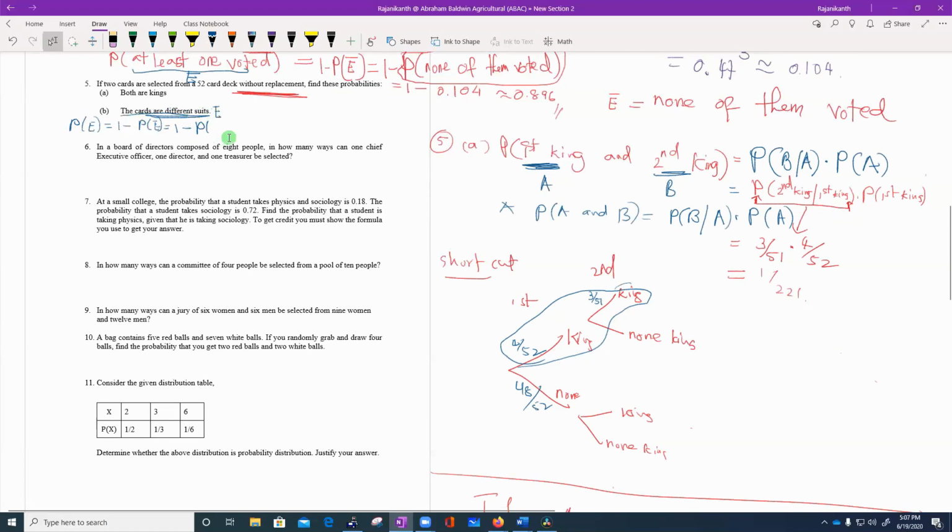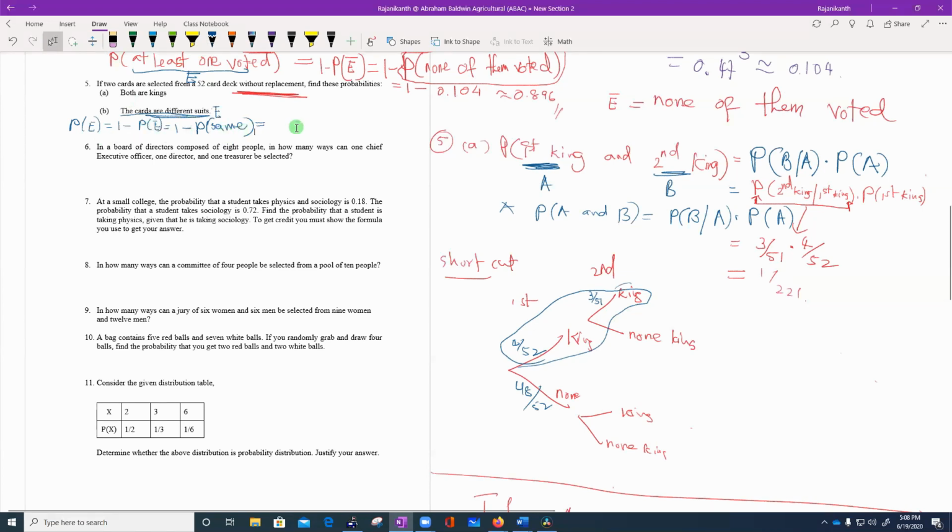The negation of different. All are all the suits, same, yes. So the negation of different is going to be the same. That means, you are choosing 2 cards, right? So the probability of having different suits is always going to be 1 minus the probability of same suits.